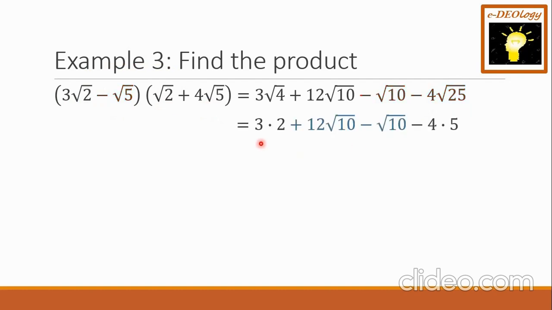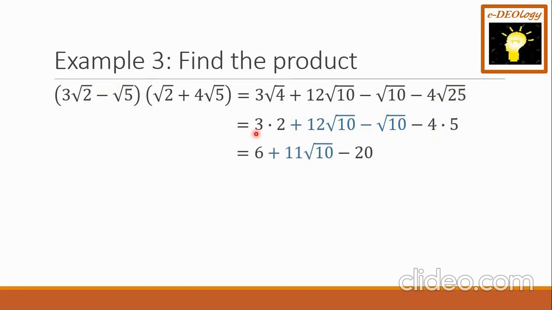Then let us simplify the first term. The square root of 4 will be 2. Later on, we will multiply to the 3. So the second term we copy also here. The third term also. For the fourth term, we can simplify this square root of 25 to be 5. Then later on, we will multiply to the number 4.